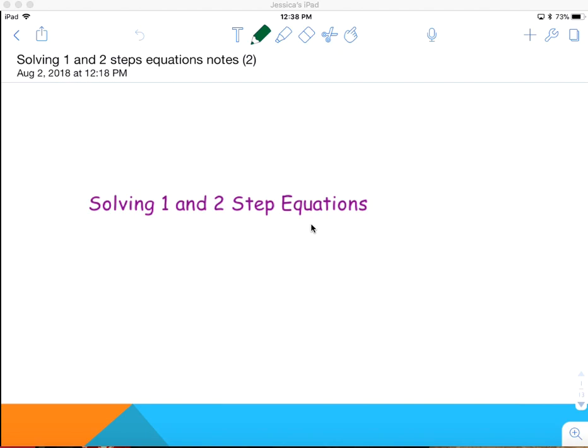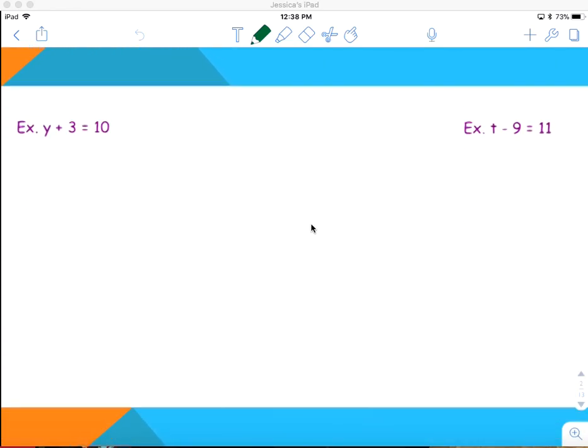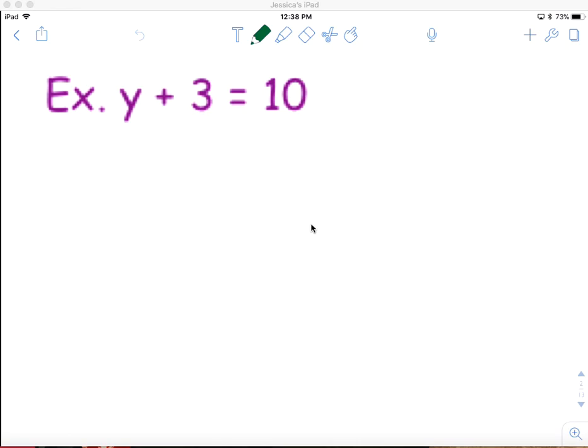This lesson is a review of the solving equation steps that you learned in 8th grade. It's just a refresher to get us started on Unit 2. So my first example is y plus 3 equals 10.